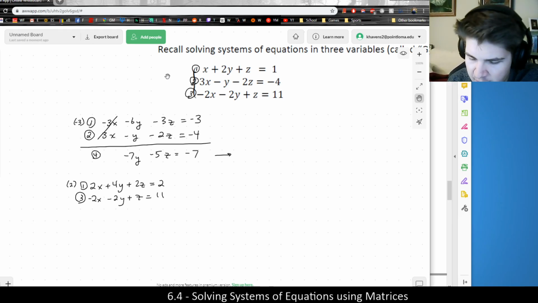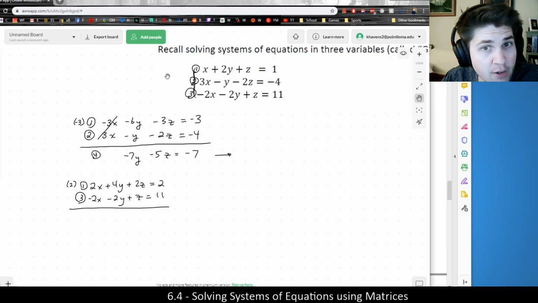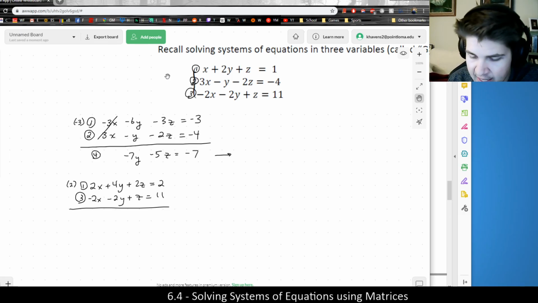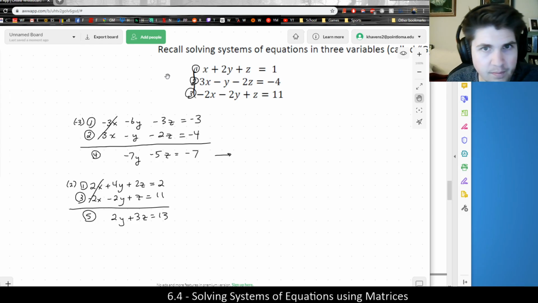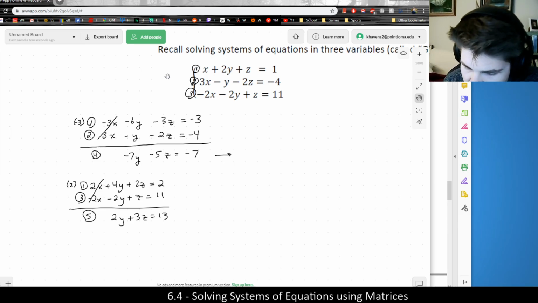Again, I want to eliminate the same variable twice so that I get a new system, which is the strategy we talked about before. That would leave me with 2y plus 3z is equal to 13. And this would be my new equation, equation 5. Essentially, I have now eliminated x. But now I could take equations 4 and 5, and I could try to eliminate y from them.